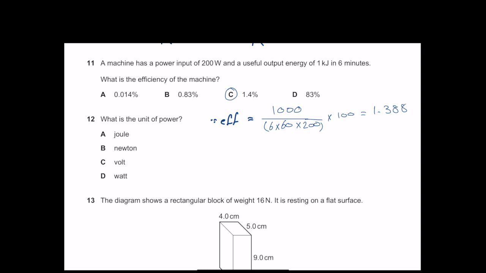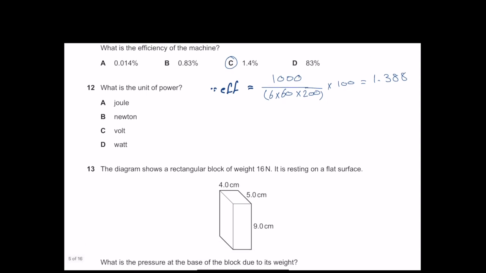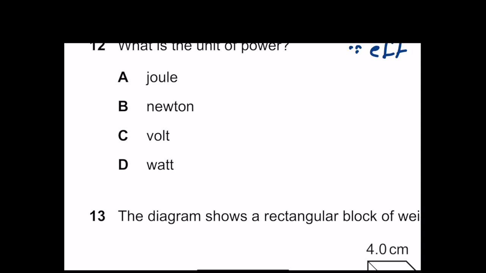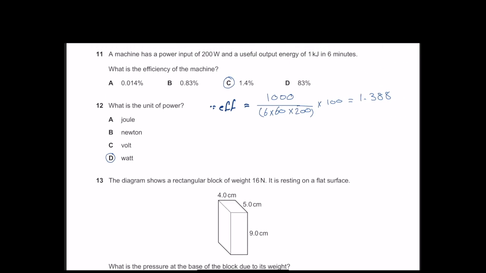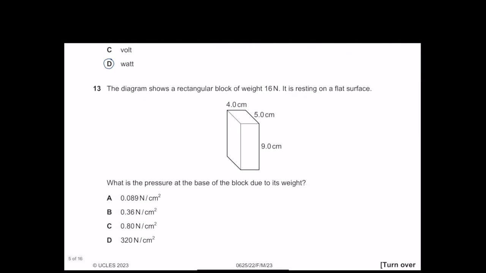That was question 11. Then in question 12, what is the unit of power? You know, energy is measured in joules, force measured in newtons, potential difference or EMF measured in volts, but the power is measured in watts. So I'm going to choose watt here. That was question D.